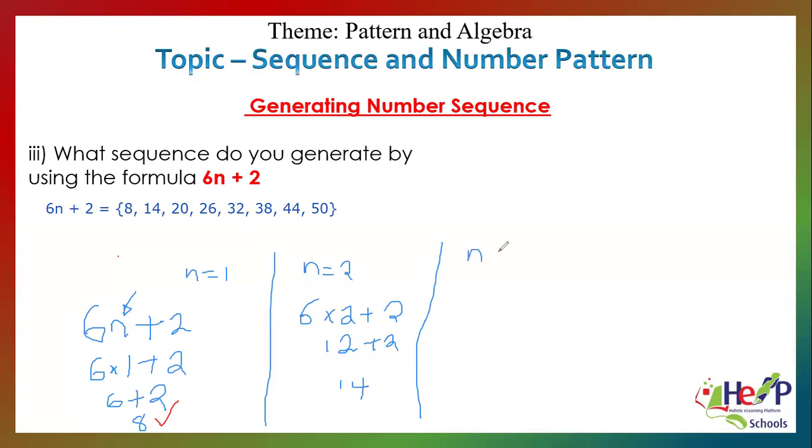We shall say 6 times 3 in bracket plus 2. That will be 6 times 3 is 18, plus 2, that is equal to 20. 18 plus 2 equals 20. Perfect. Thank you, Rebecca. So this is how we are getting those values.